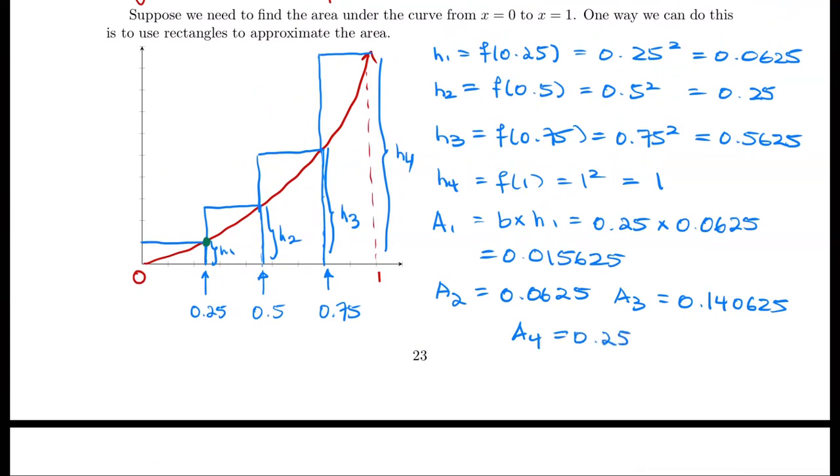So that is the area of all these rectangles here. This is the area for A1. This area is for A2. This area is A3. And this area is going to be A4.